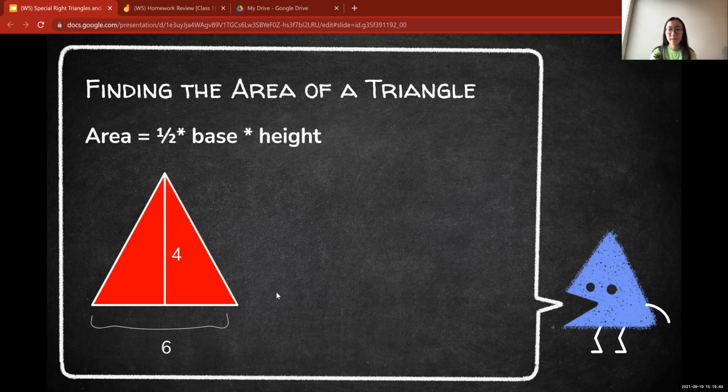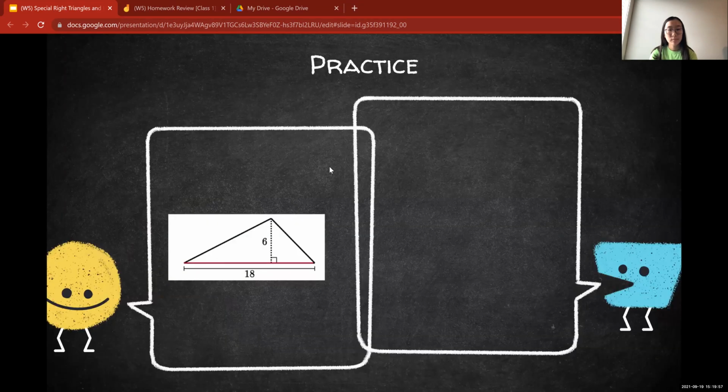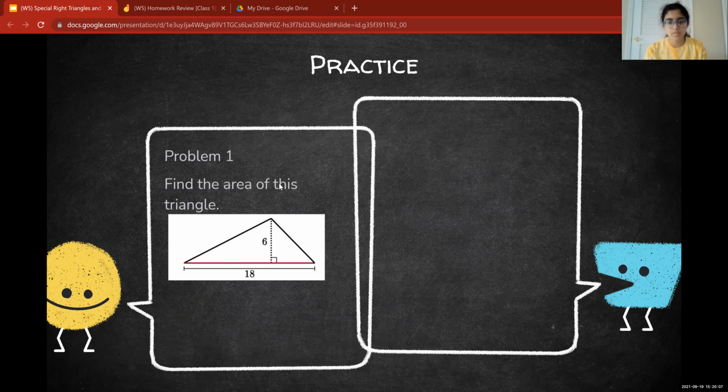Okay, everyone is saying 12, and you are all correct. So 1/2 times 4 times 6 equals 12. And that's how you would find the area of a triangle. Okay, so problem 1. Find the area of this triangle. We're given the base is 18 and the height is 6. So in the chat, type your answer.